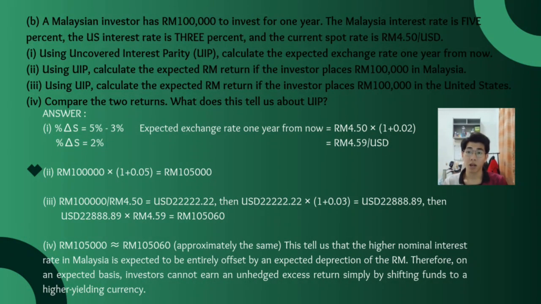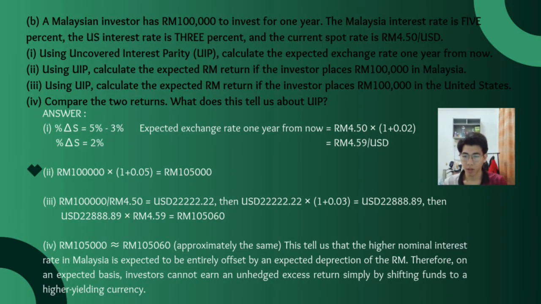One, using uncovered interest parity, UIP, calculate the expected exchange rate 1 year from now. Two, using UIP, calculate the expected RM return if the investor places RM 100,000 in Malaysia. Three, using UIP, calculate the expected RM return if the investor places RM 100,000 in the United States. Four, compare the two returns. What does this tell you about UIP?